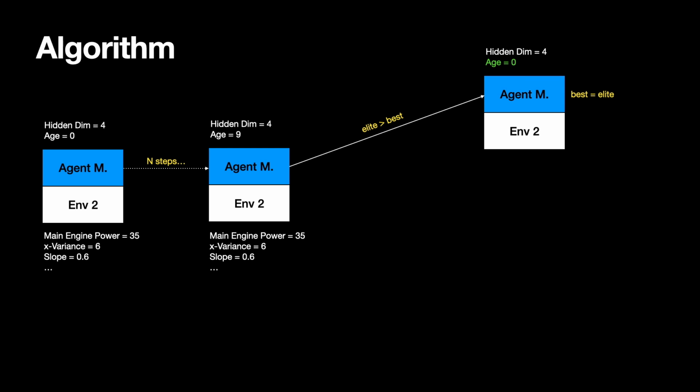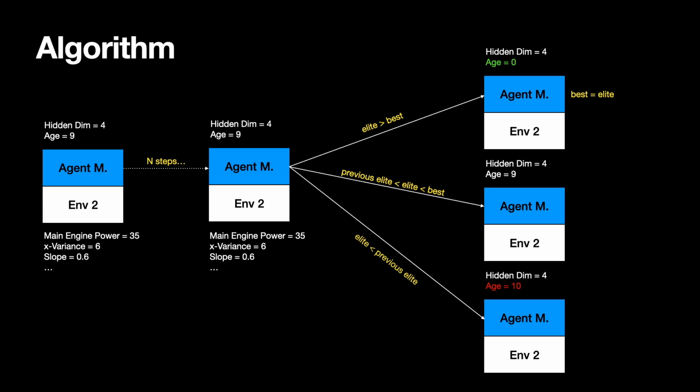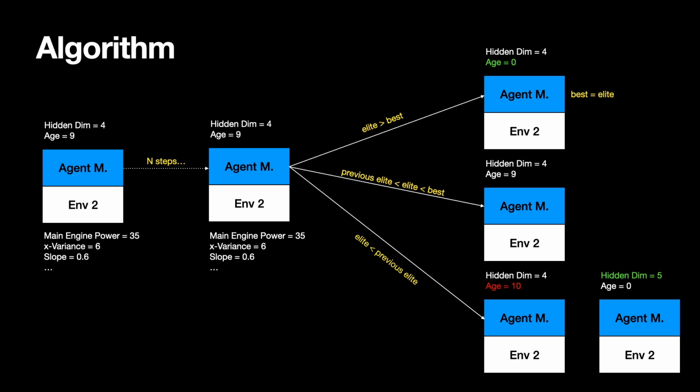First, the new elite scores higher than the best elite so far, in which case the age is reset to 0 and the best elite is replaced with the new elite. Second, the new elite is better than the old elite but not as good as the best elite found. In this case, the age remains the same and we can continue our training. Third, the new elite scores worse than the previous elite, in which case the age goes up by 1. Since the age is now at 10, the neural network grows by 1, and the age is reset to 0.